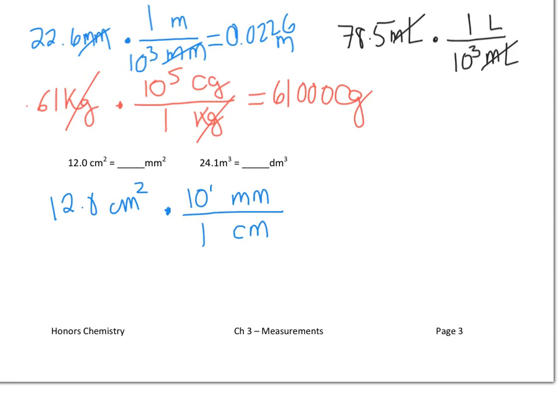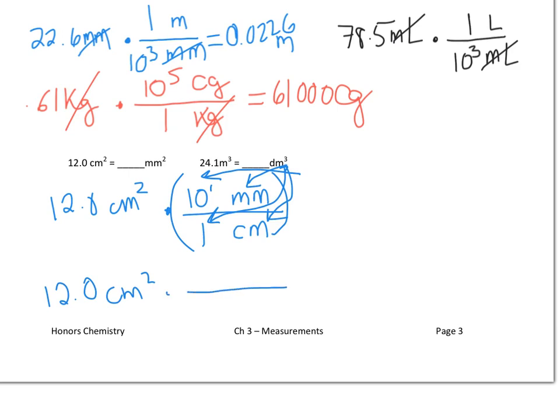So then what you do is you square the whole thing. You square this whole thing. When you have parentheses and then a squared, that means that squared distributes to everything. So that goes to the 10, it goes to the millimeter, it goes to the 1, and it goes to the centimeter. So let me rewrite this so it looks a little bit better. So I have 12.0 centimeters squared times, okay, 10 to the first squared would be 10 squared, or 100. Then we have millimeter squared. 1 squared is just 1, and then centimeter squared. So that way, I figured out the relationship between a centimeter squared and a millimeter squared.